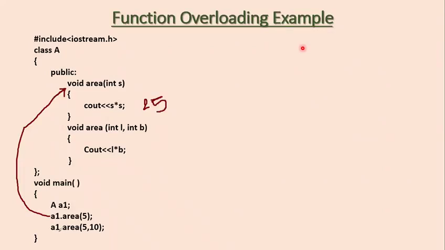After that, I have called the area function again, but this time I am passing two arguments, that is 5 and 10. So it is going to call the area function having two arguments, that is void area int l and b. So 5 will be in l, 10 will be in b. It is going to multiply both, and the answer will be 50. Understood? This is the simple concept of function overloading.